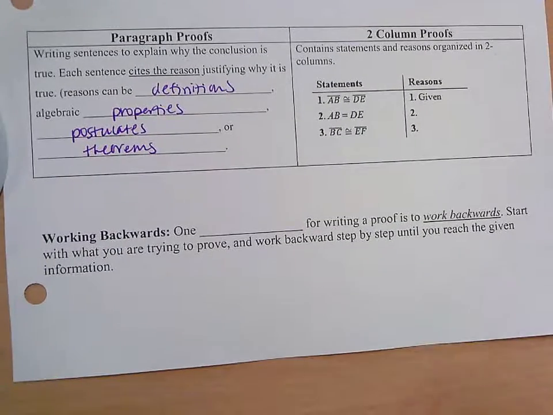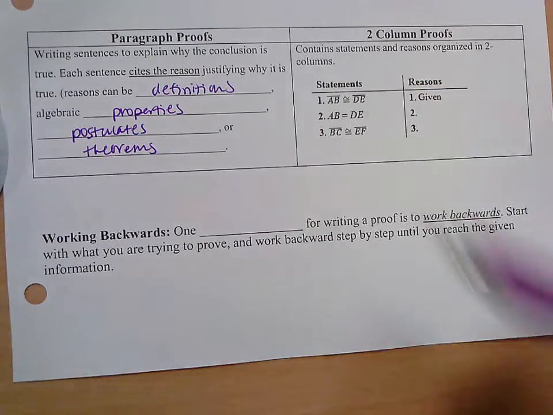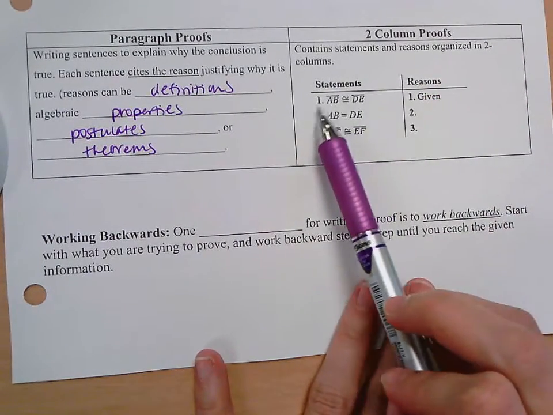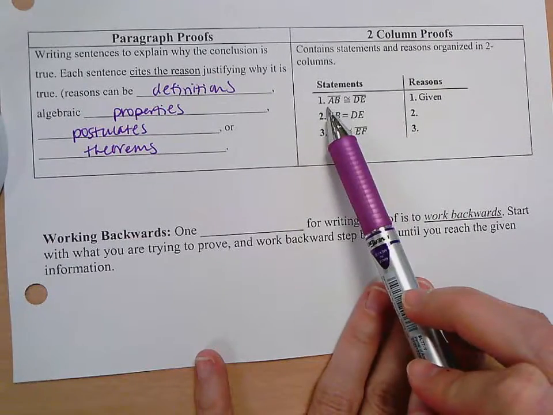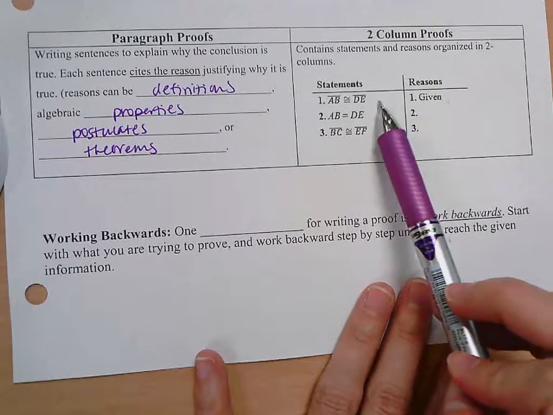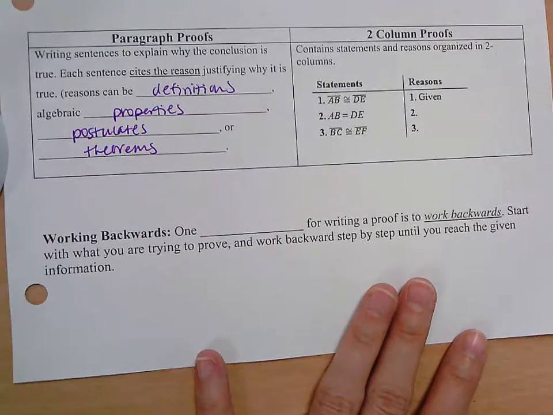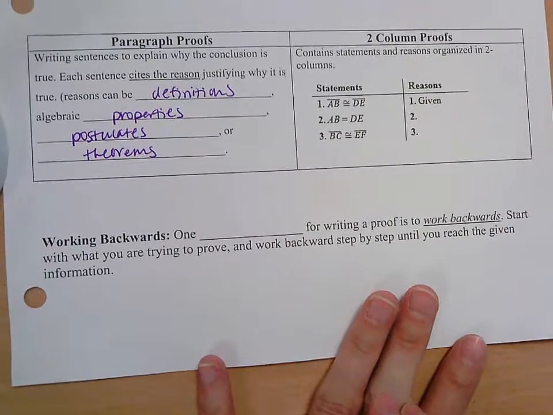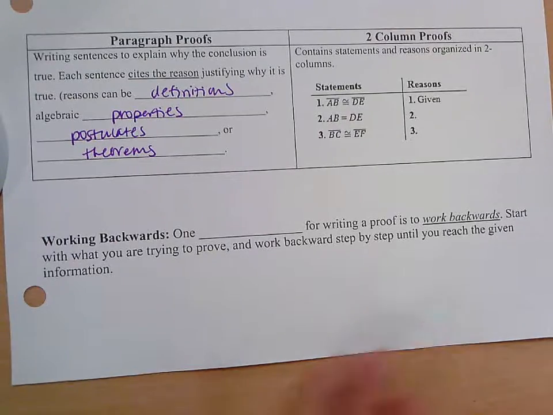And we will be doing paragraph proofs eventually. We're starting out with 2-column proofs, but again, a paragraph proof would just be taking your 2-column proof and each line here, you'd say this is true because of this reason. So you'd just be converting your 2 columns into sentences and then into a paragraph.